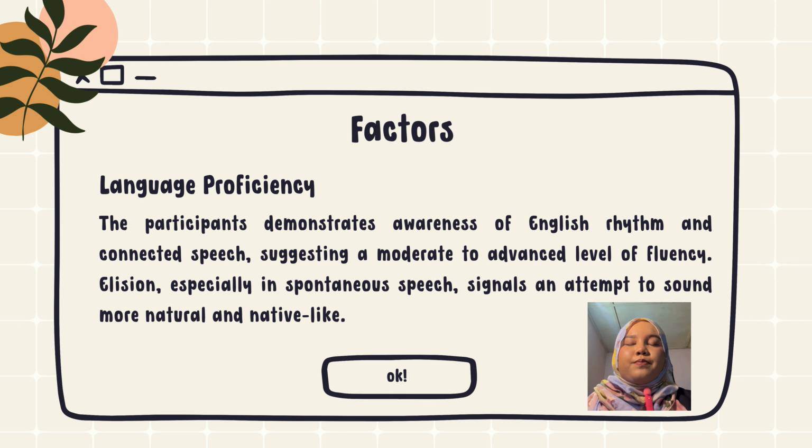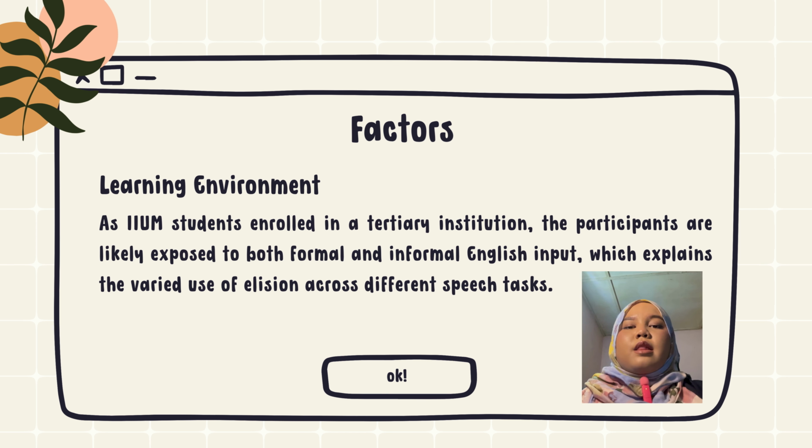Language proficiency. The participant demonstrates awareness of English rhythm and connected speech, suggesting a moderate to advanced level of fluency. Elision, especially in spontaneous speech, signals an attempt to sound more natural and native-like. The second factor is learning environment. As IIUM students enroll in tertiary institutions, the participants are likely exposed to both formal and informal English input, which explains the varied use of elision across different speech tasks.